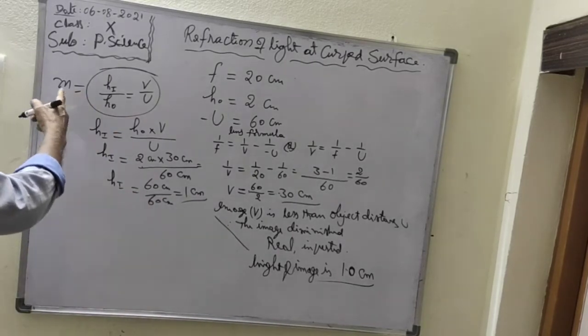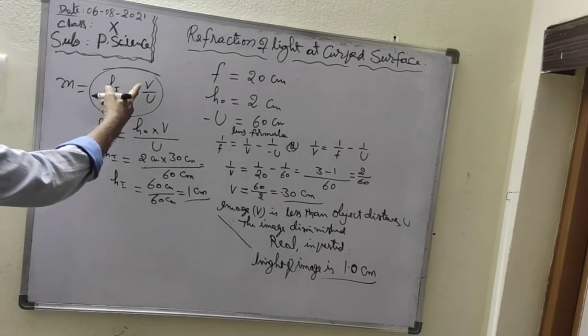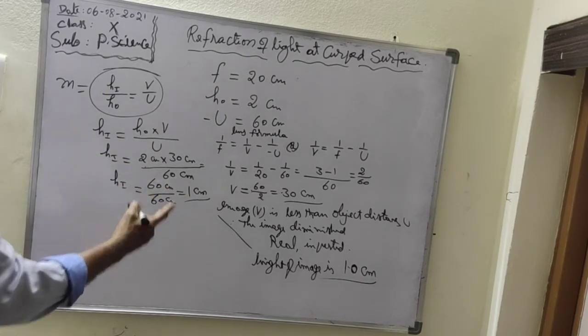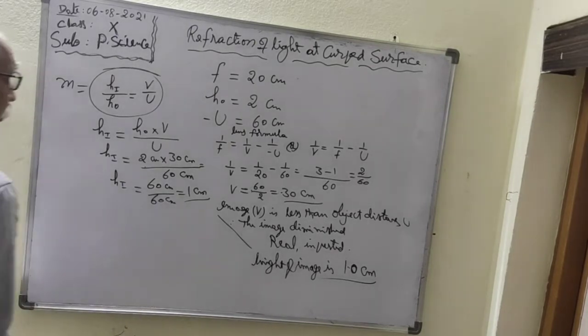To find the height of the image, you can say height of the image by height of the object is the image distance by the object distance. You can calculate it using this equation and get 1 centimeter. Right, now go to the next problem.